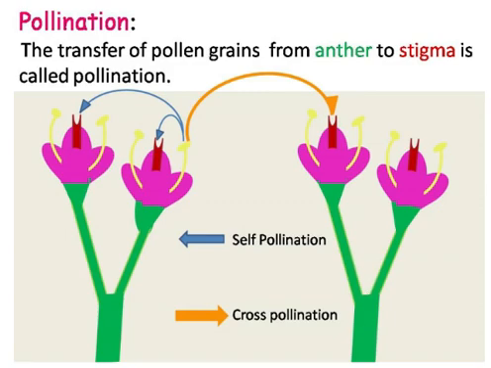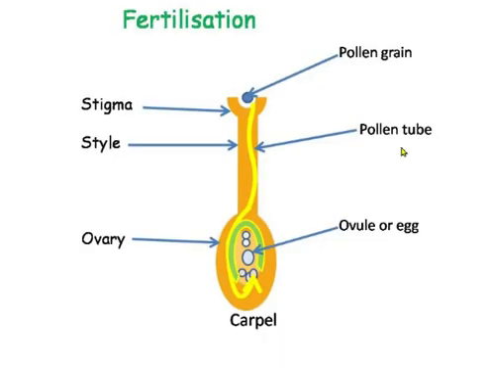Now the second part is fertilization. What happens after pollination? When the pollen grain has fallen on the stigma, what happens after that? This pollen grain makes a pollen tube. The pollen tube is hollow from inside. The pollen grain forms a tube which goes inside the ovary and reaches up to the ovules. The inner material of the pollen grain then goes through this pollen tube and fuses with the ovule or egg.